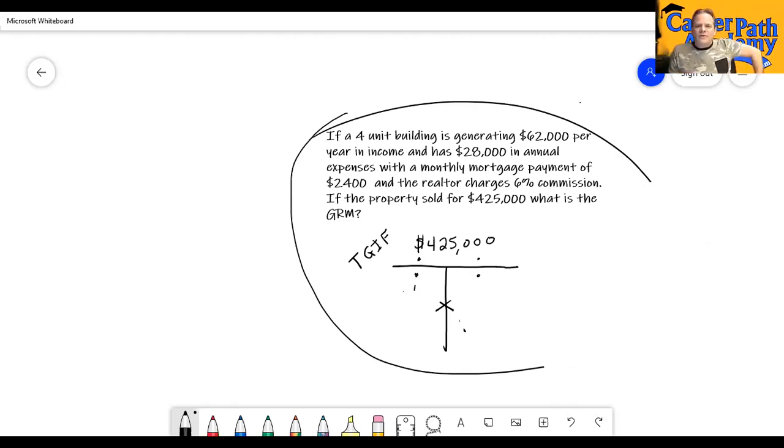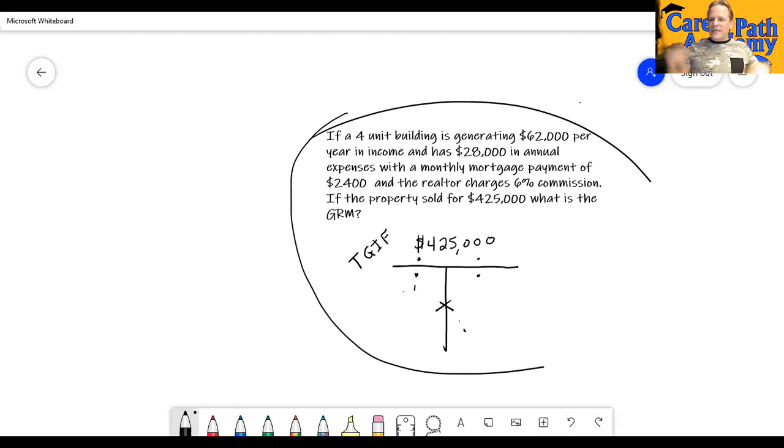So if a 4-unit building is generating 6,200 per year in income and has 2,800 in annual expenses with a monthly mortgage payment of $2,400 and the realtor charges 6% commission, if the property sold for $425,000, what is the GRM? This problem gave you a lot of information that you do not need. Right.